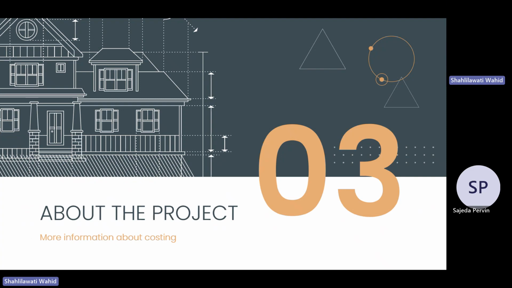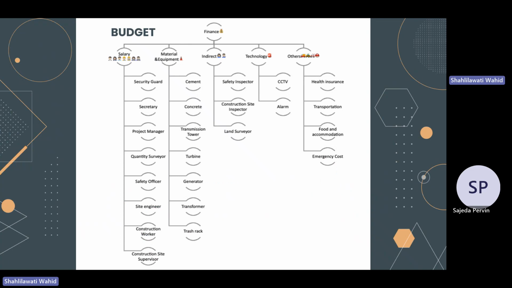The next part is the project. The next part will be the information about costing, and these are the 5 costs that we need in our project of GWBBP: the salary, material and equipment, indirect costs, technology costs, and other costs.